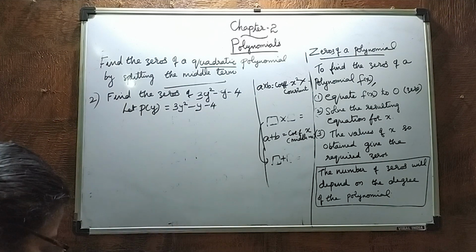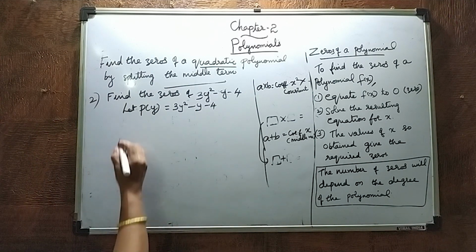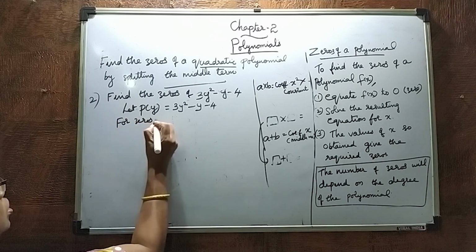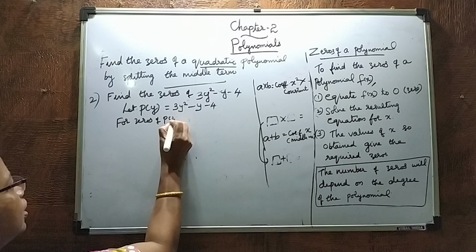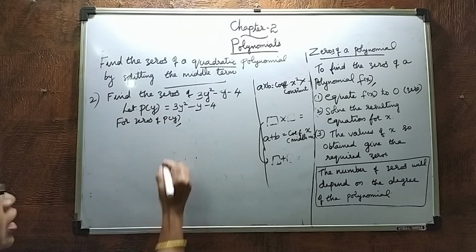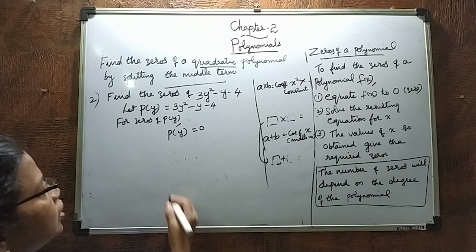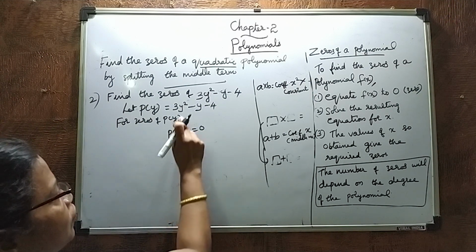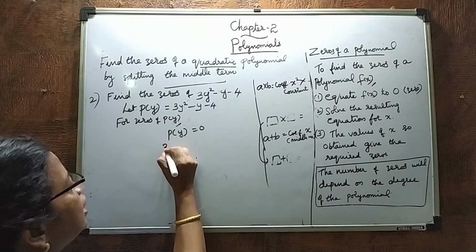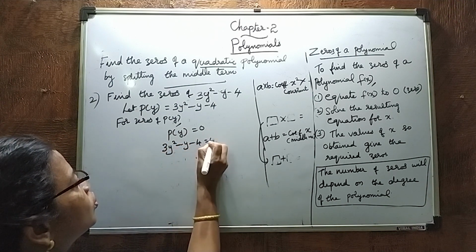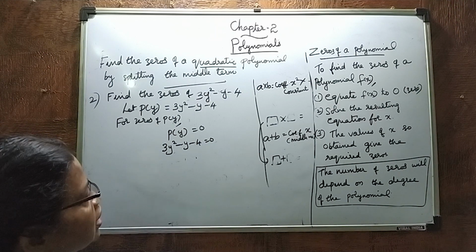Then what do you have to write as the next step? Zeros of p of y. Put a comma there. P of y should be equal to 0. Then instead of p of y, apply this one: 3y square minus y minus 4 equal to 0. And then what is the next step?